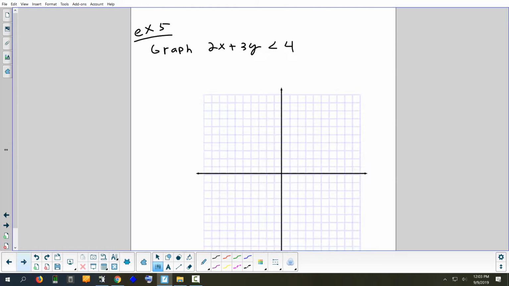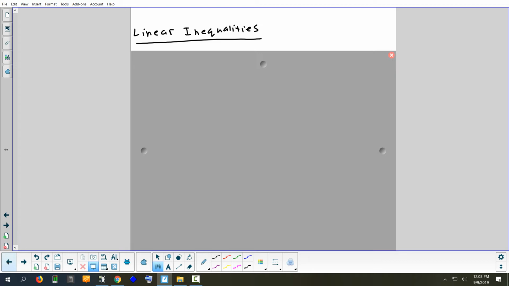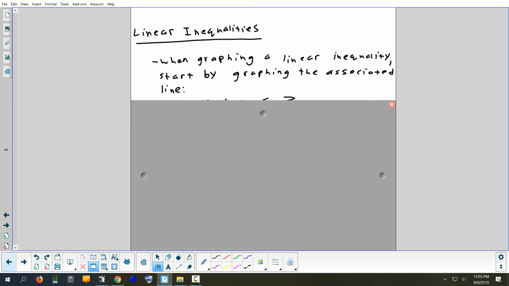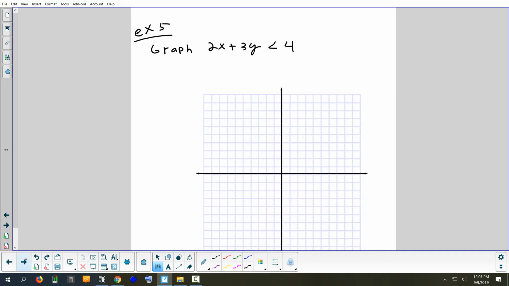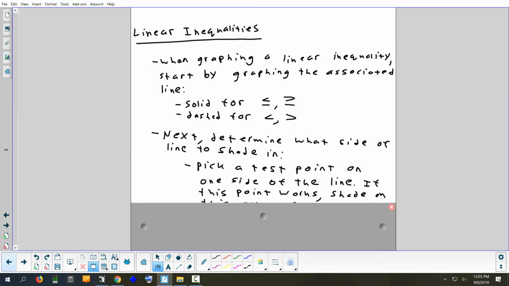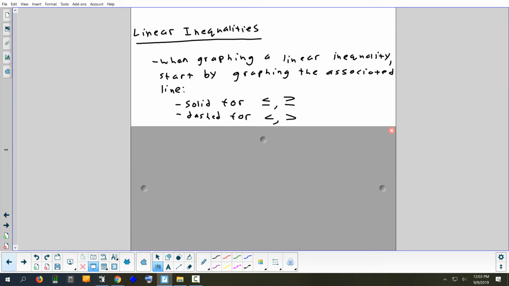I think, is this the last thing? Yeah. So the last thing is a linear inequality. What's the only extra step if you have to graph something like that? You have to shade it, right? And the way I remember which way to shade is if it's less than or equal to, you shade below. Greater than or equal to, you shade above.